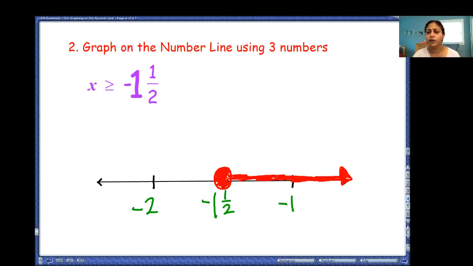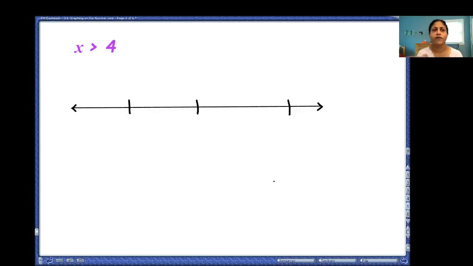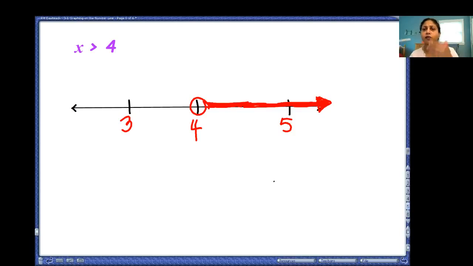So let's try another one. Here we have 4. So you're going to put 4 in the middle. One number on either side, 5 and 3. Greater than 4, put the circle on 4. This does not get filled in because it's not equal to. However, all numbers are greater than 4. So on this side, we fill in the triangle and then we make a nice solid line like so. I don't want anybody graphing above the line, making squigglies. Everybody's graph must look like this.